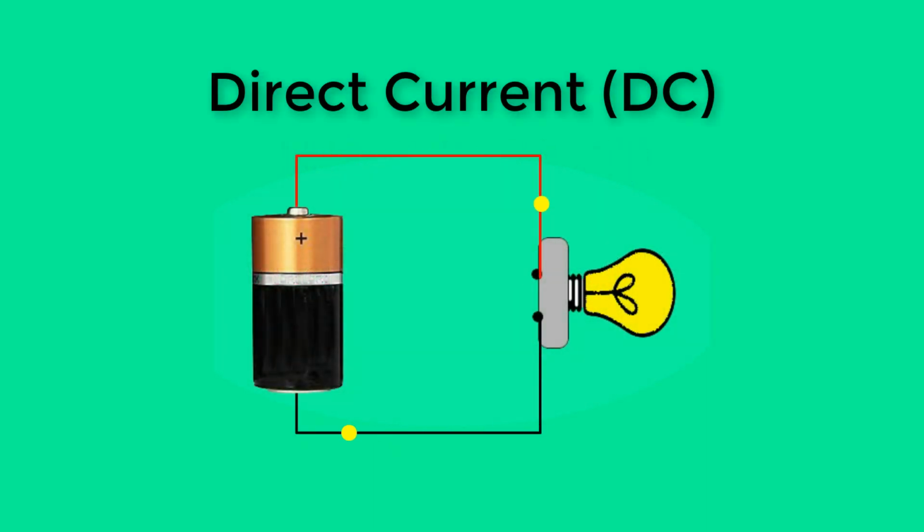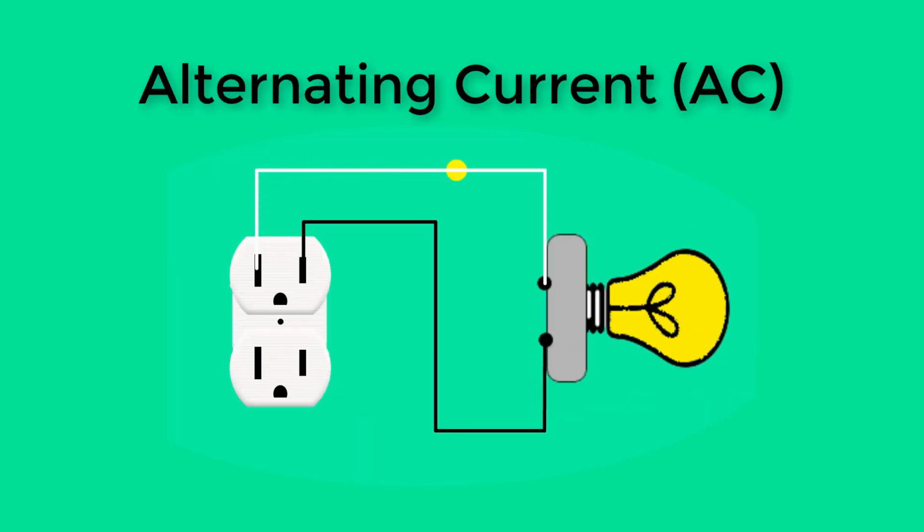A DC power source, like the battery shown here, creates electrical current in only one direction. An AC power source, such as a typical 120-volt receptacle, creates an alternating current. The current flows in one direction, stops, and then creates current in the opposite direction. To understand the term RMS, let's first examine how an AC voltage is created.